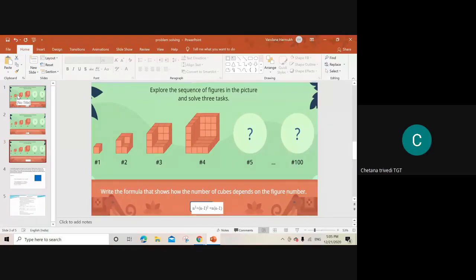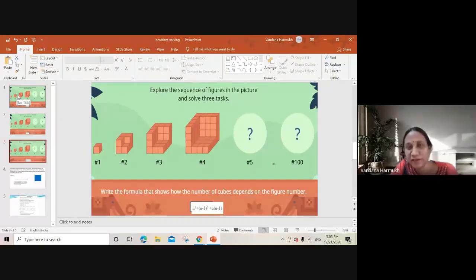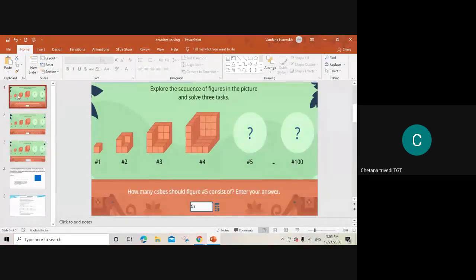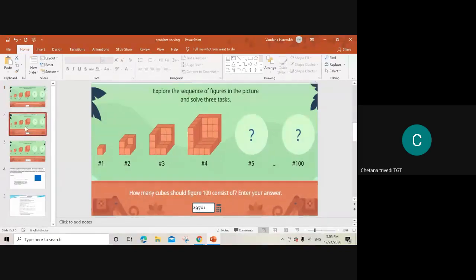Sir, actually, in the same slide there are 3 questions based on the same figure. The answer box has the answers. The questions are different, the figure is the same. First, we have to find out how many cubes are used in sequence 5. Then the second question was how many cubes are used in sequence 100. And for the third one, we have to write the formula.